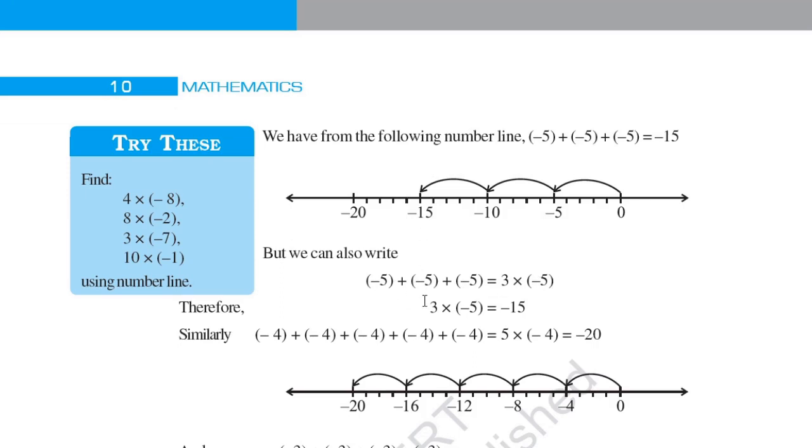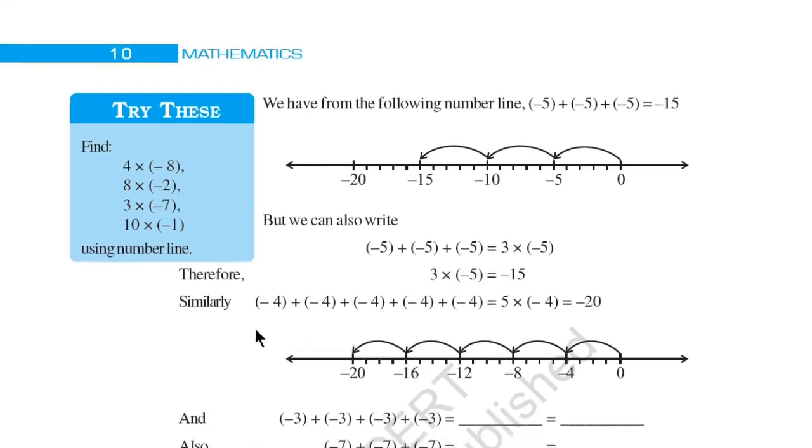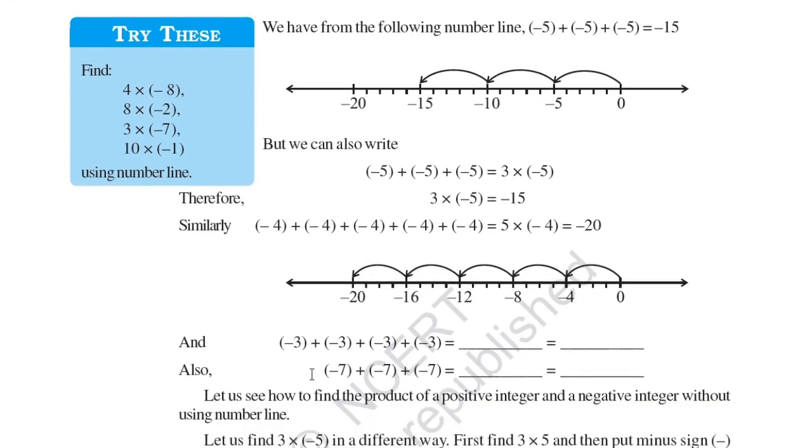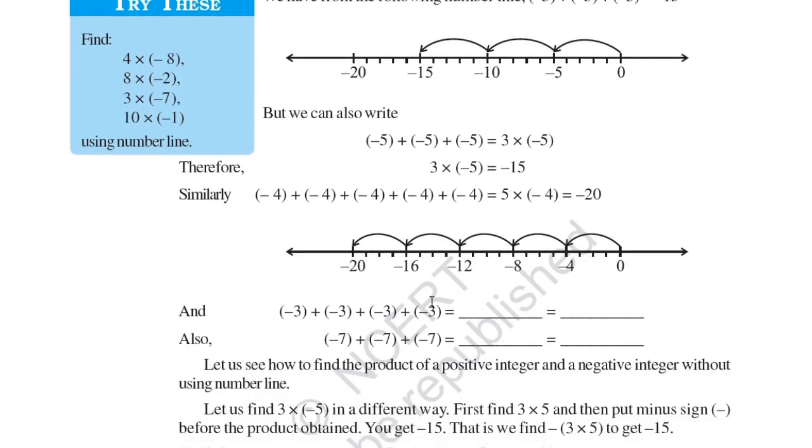Therefore, similarly, minus 4 minus 4 minus 4 minus 4 minus 4. So you can write 5 times minus 4 is equal to minus 20. Same thing. You can see here minus 4 is added, minus 4 is added, minus 4 is added, minus 4, and then minus 4 again. So also for 3, you can write like this: 4 into minus 3, and here 3 into minus 7 will give the answer minus 21.